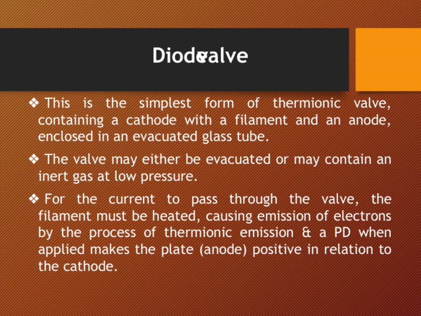Think of it as the filament giving off electrons when it gets hot enough. Once the electrons are emitted, applying a potential difference, or PD, makes the anode or plate positive relative to the cathode. This positive charge then attracts the electrons, allowing current to pass through the valve. And that's basically how a diode valve works, using heat to generate electrons and an electric field to control the flow of current. It's fundamental to understanding how these early electronic components operated in circuits.